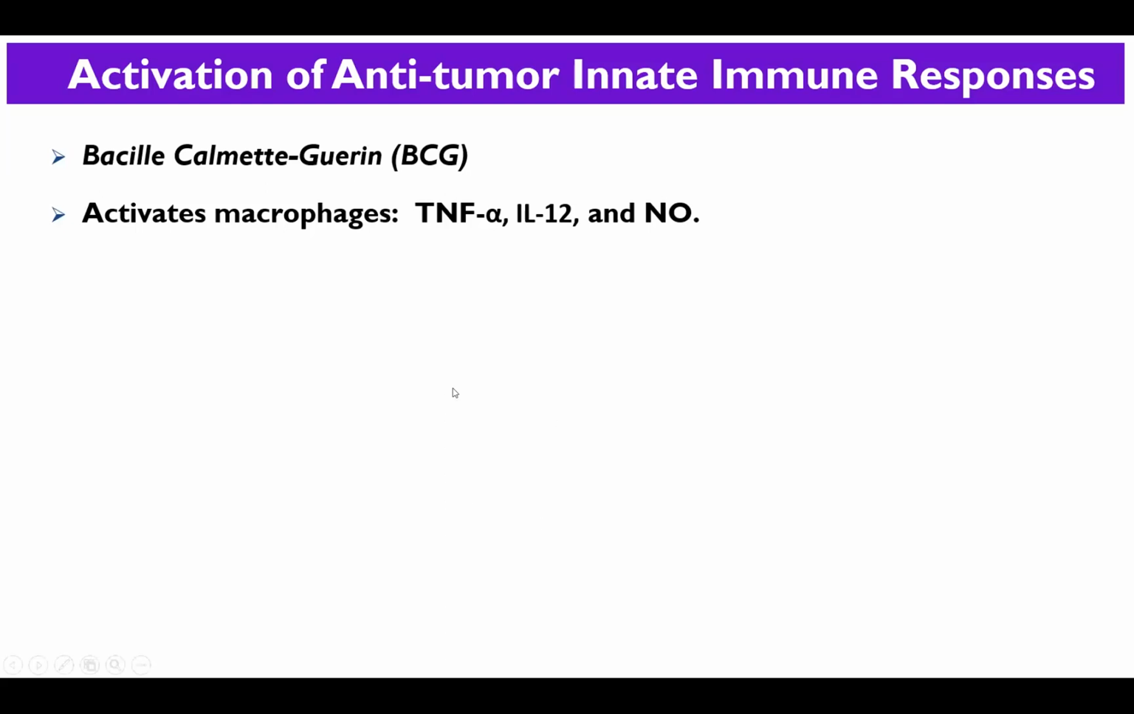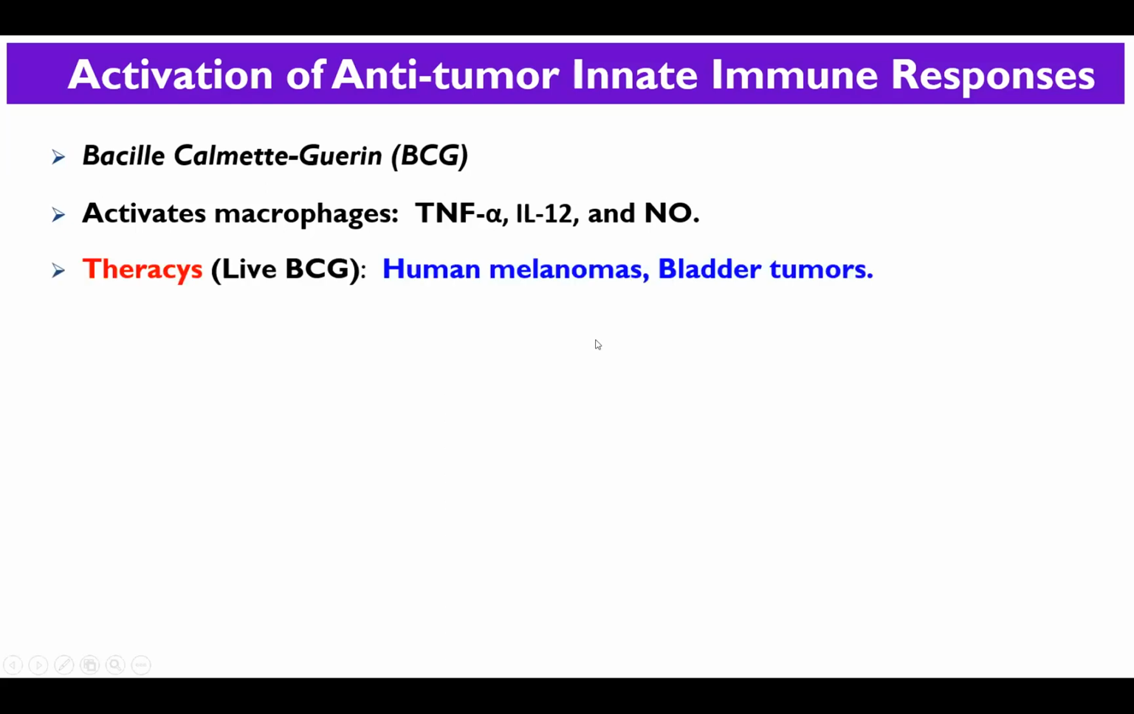And how does it work? BCG is rich in pattern recognition, pathogen-associated molecular patterns. So it activates phagocytes very well, with production of TNF alpha, interleukin 2, nitric oxide, and so forth. This BCG-based treatment is actually called TheraCys, okay? And it's very effective at mitigation or management of human melanomas and bladder tumors. In fact, quite a number of folks who have had bladder cancer, it has worked, okay?